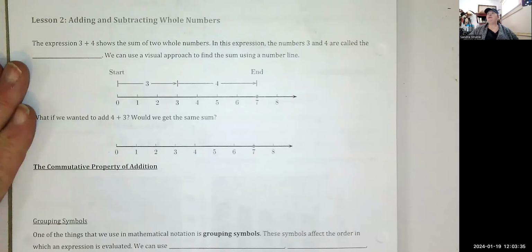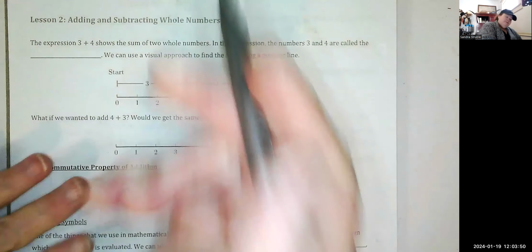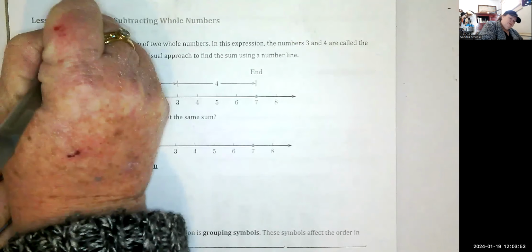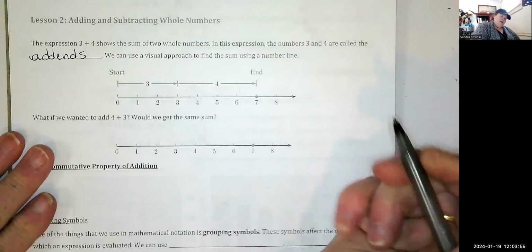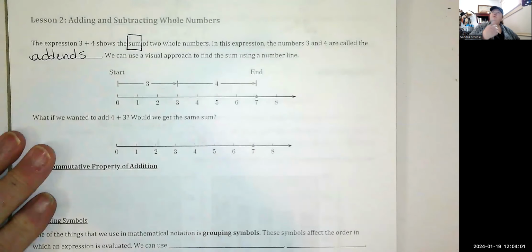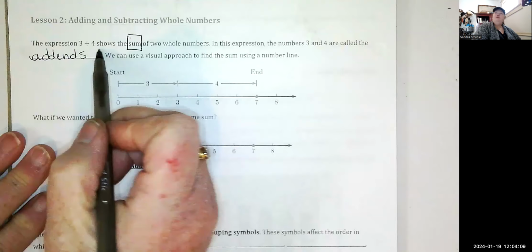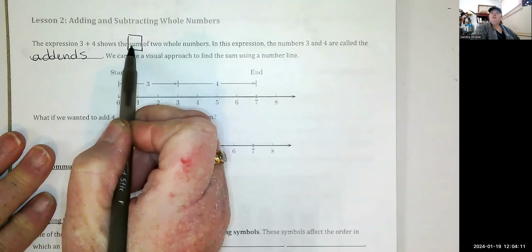Hey y'all, let's cover lesson 2, adding and subtracting whole numbers. Okay, the expression 3 plus 4 shows the sum of two whole numbers, 3 and 4. In this expression, the numbers 3 and 4 are called the addends. You need to understand that sum means adding. Math is a language. So in order to understand how to utilize the language, the symbols are represented by words.